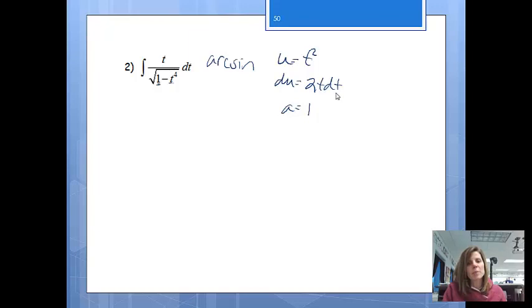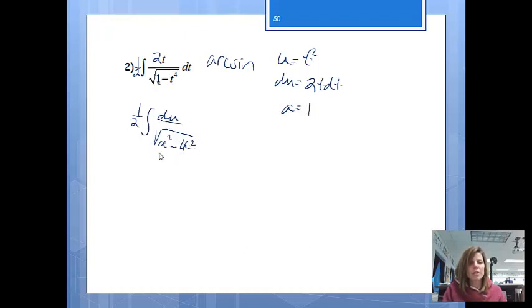du is supposed to be 2t dt, and I only have t, so I'm going to put a 2 on the inside and a 1/2 on the outside. So if I rewrite this, I have 1/2 times 2t dt turned into du, and then I've got the square root. 1 is a squared, and then this is u squared.